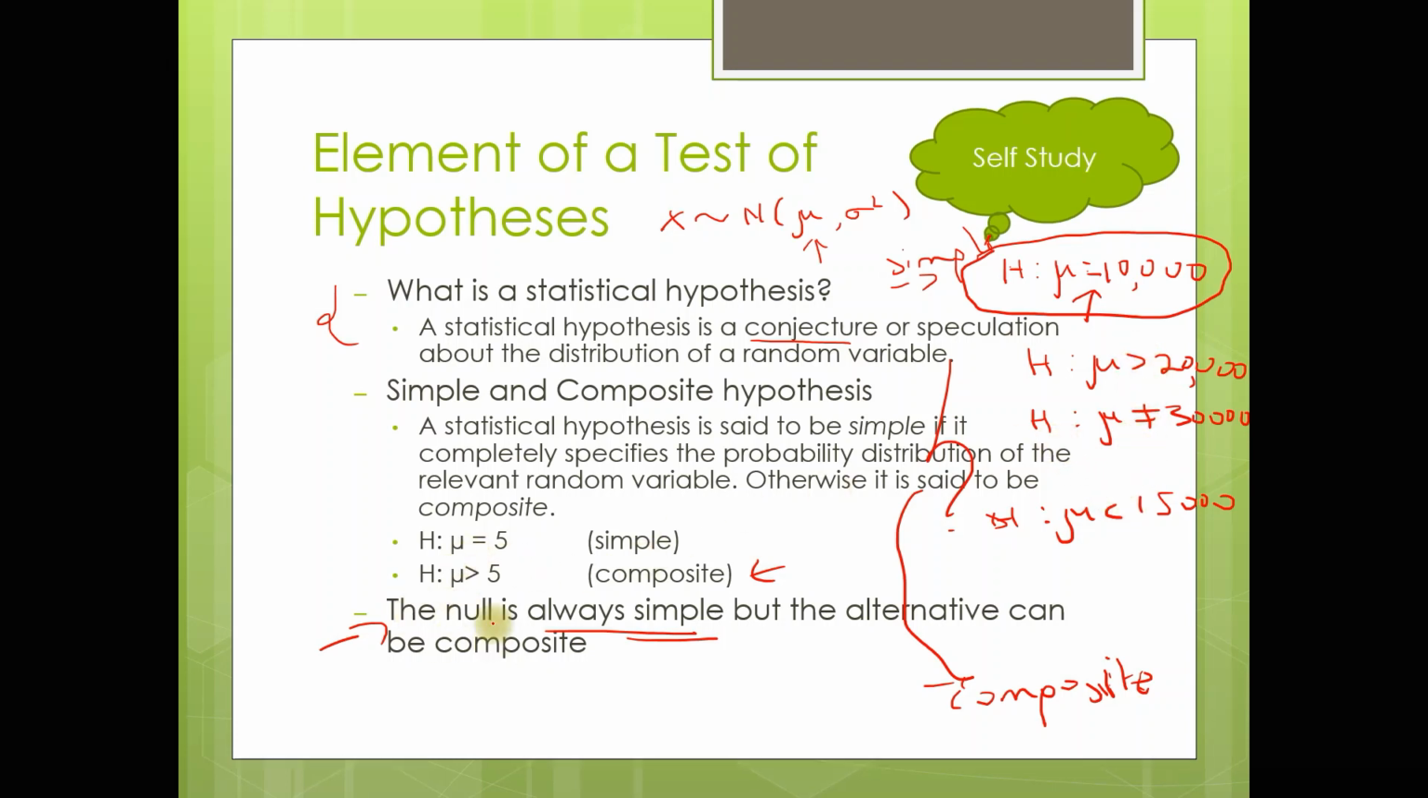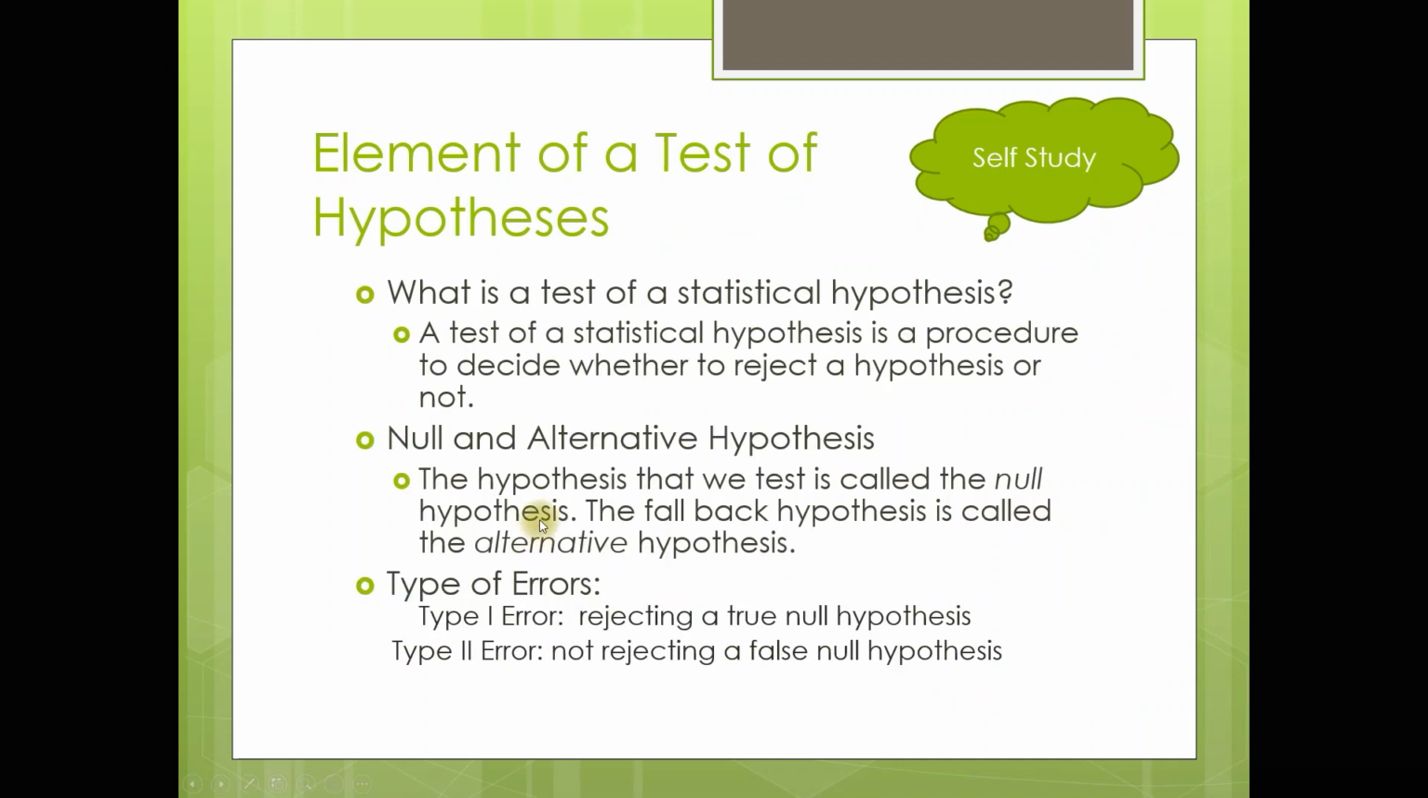So what are we going to do in this course? We are going to consider only a null hypothesis which is simple. Now the question is, what is a null hypothesis? And so let me just explain that to you here. We refer to something that we call a null hypothesis and an alternative hypothesis.